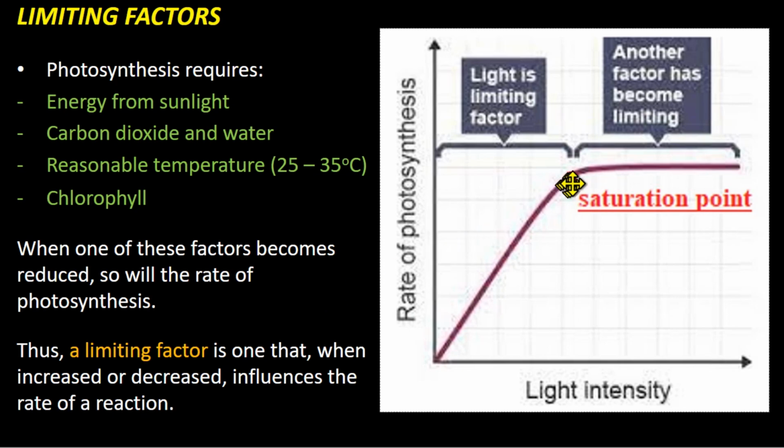Now at a point here, we can increase the light intensity and it doesn't influence the rate of photosynthesis. This is because it has reached a saturation point. There's only so many electrons that can be stimulated in the chlorophyll molecules. So at the point here, we have already stimulated all the electrons in the chlorophyll molecules. So another factor has become limiting. In this case, here it's the number of chlorophyll molecules. If you were to add more chlorophyll, the rate of photosynthesis will go up. But light at this point is no longer a limiting factor.